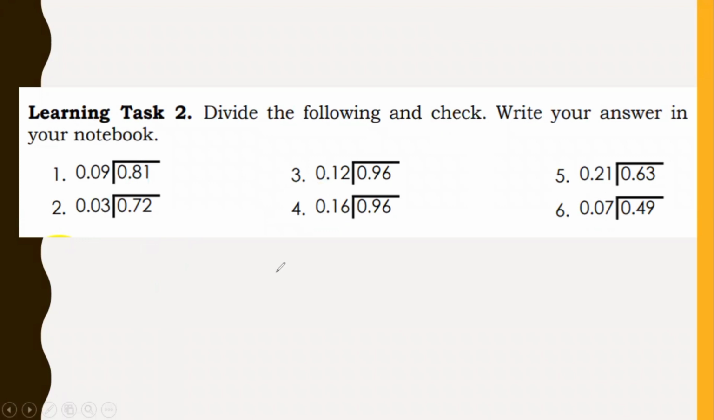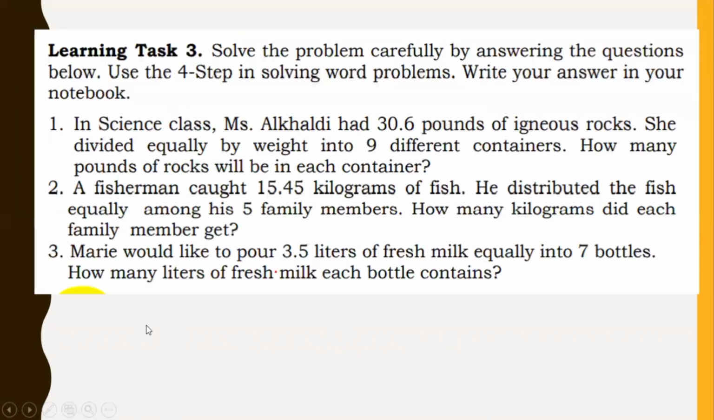This is for learning task number 2. And then we have learning task number 3, which is to solve the problem carefully by answering the questions below. Use the 4-step in solving word problem. So, doon ulit tayo sa 4-step solution in solving a word problem. Ano-ano nga yung 4-step na yun?